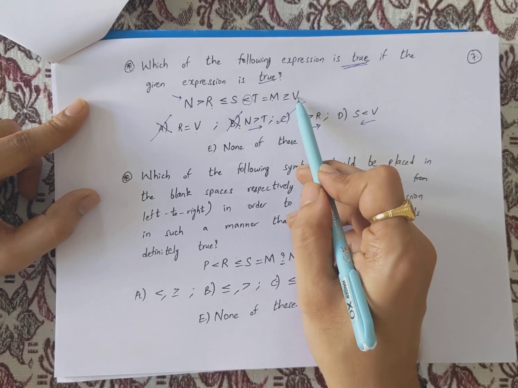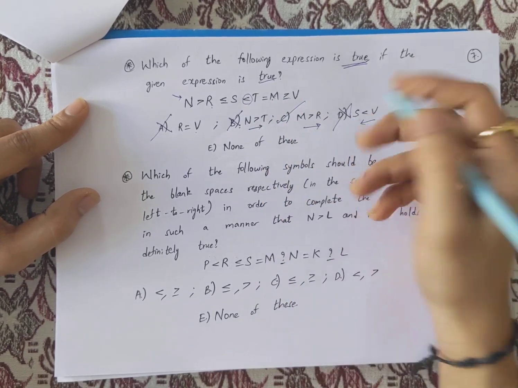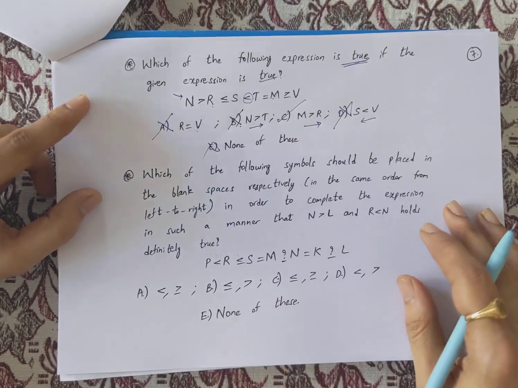Let us check for this as well. From V we need to move to S. V is here, we cannot move with opposite signs, so wrong. That's it. The answer is this. None of the others is correct.